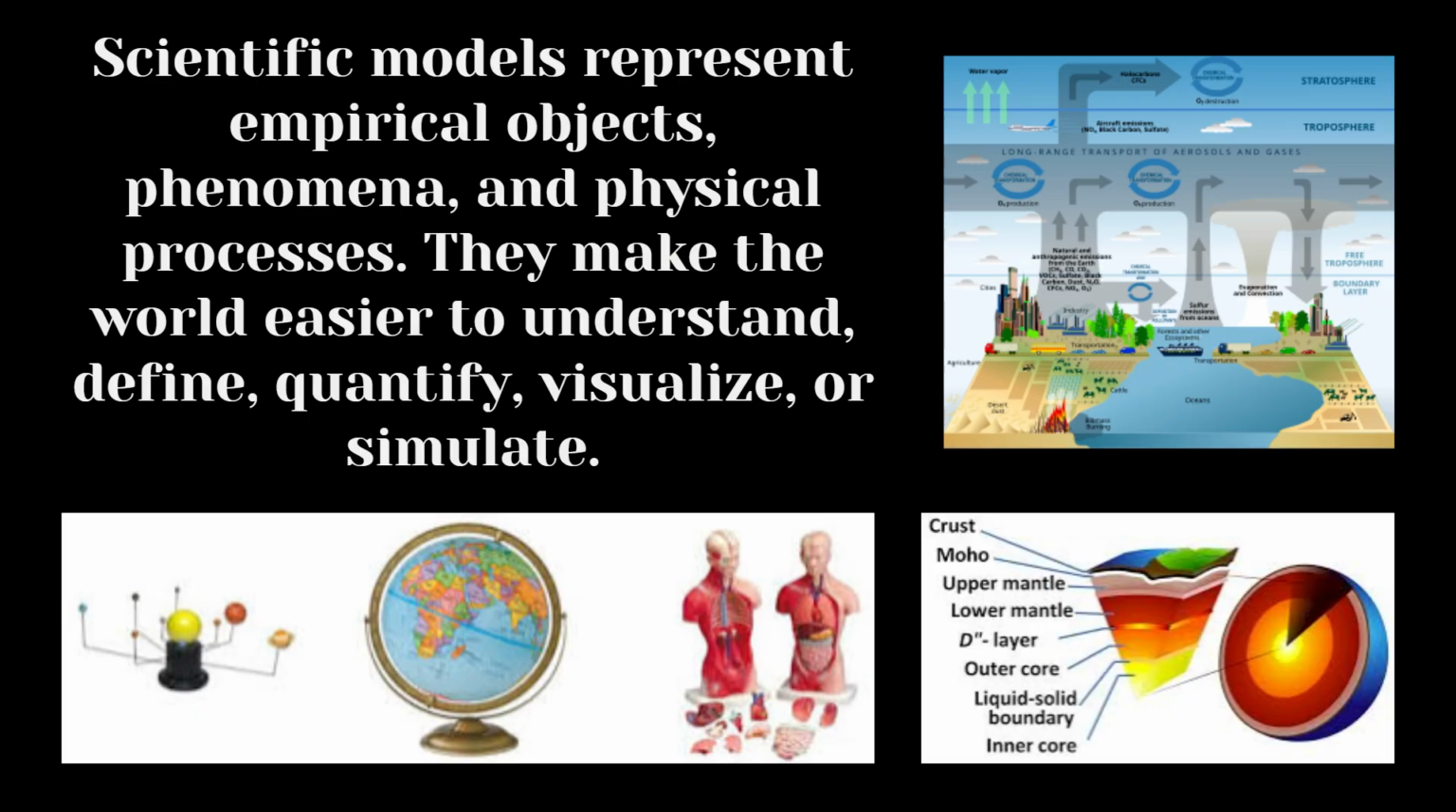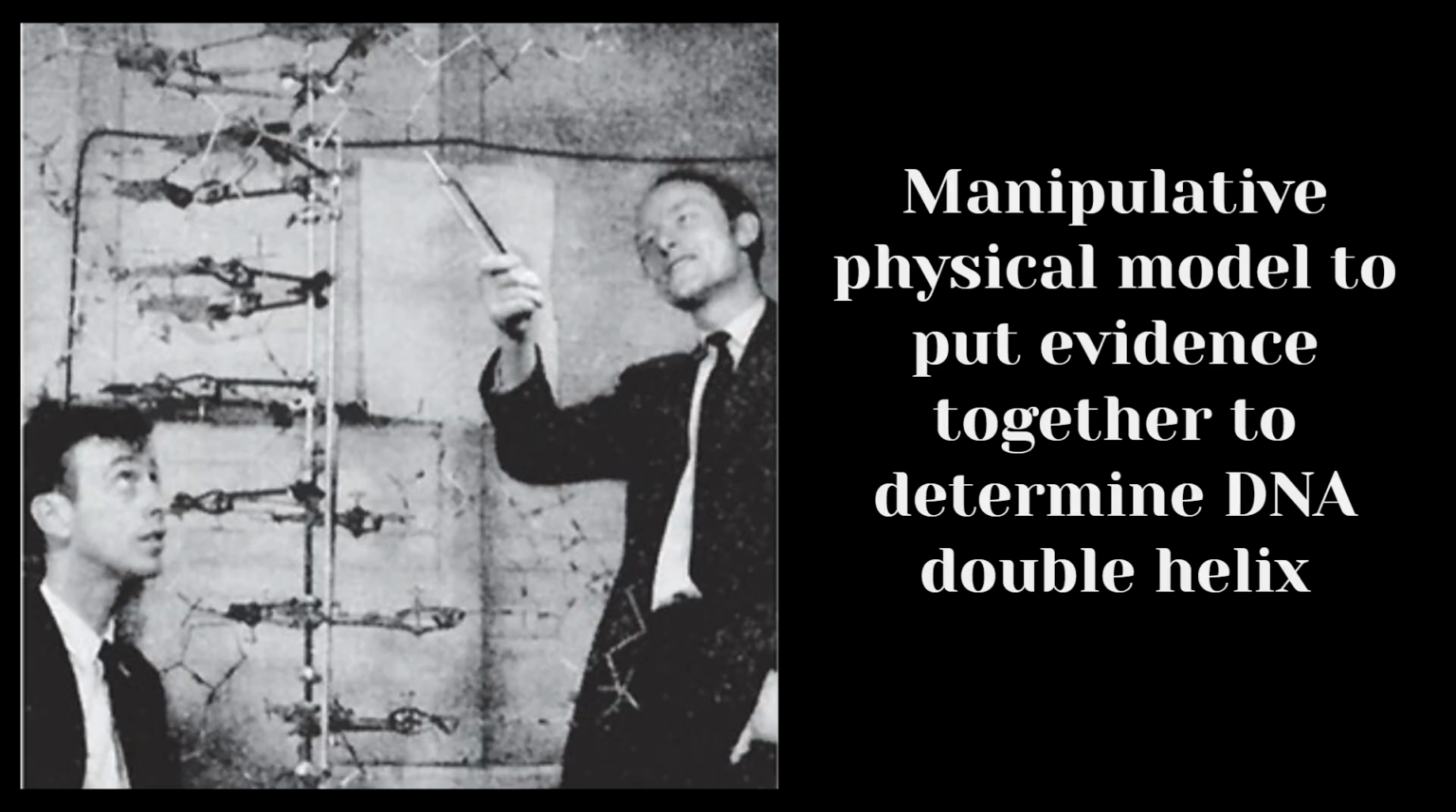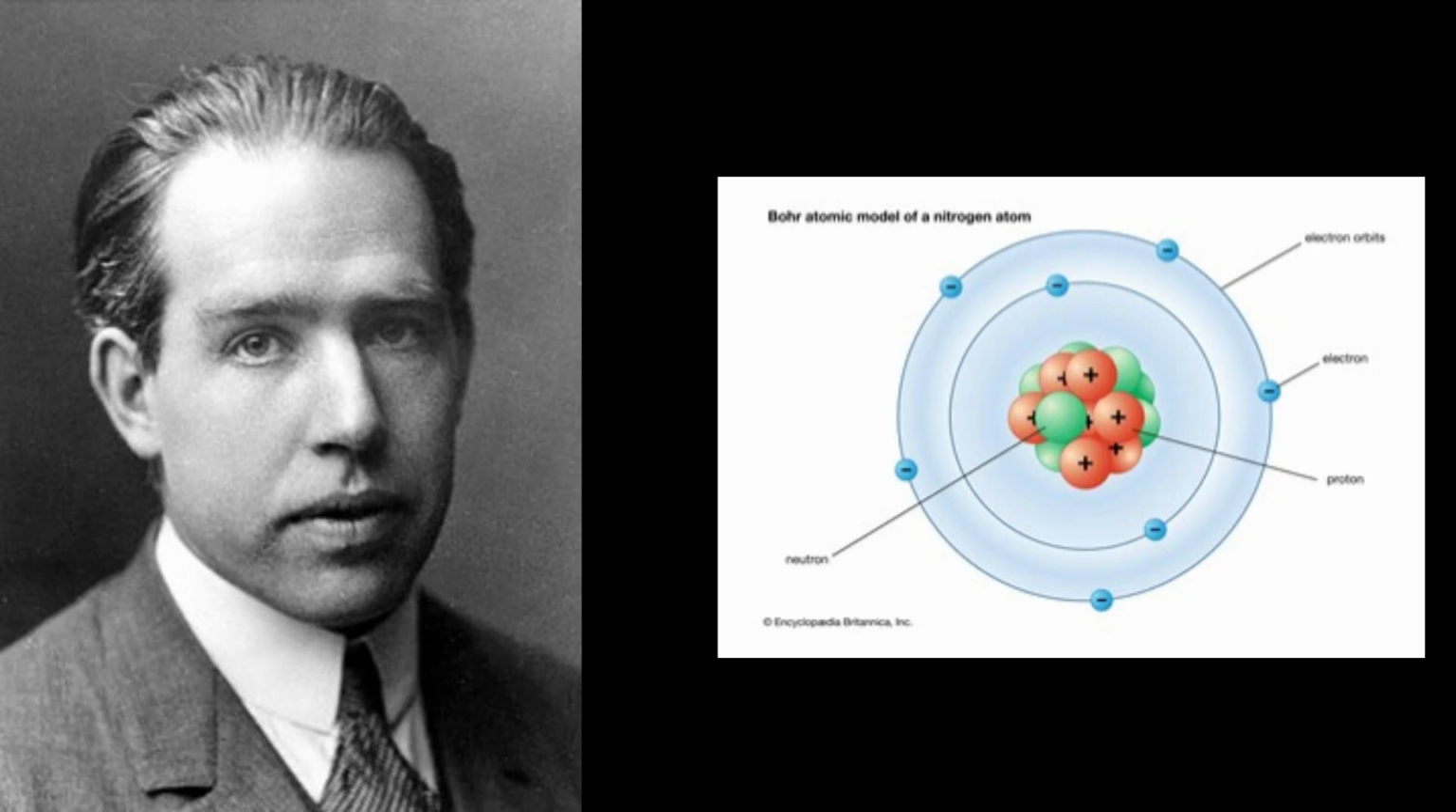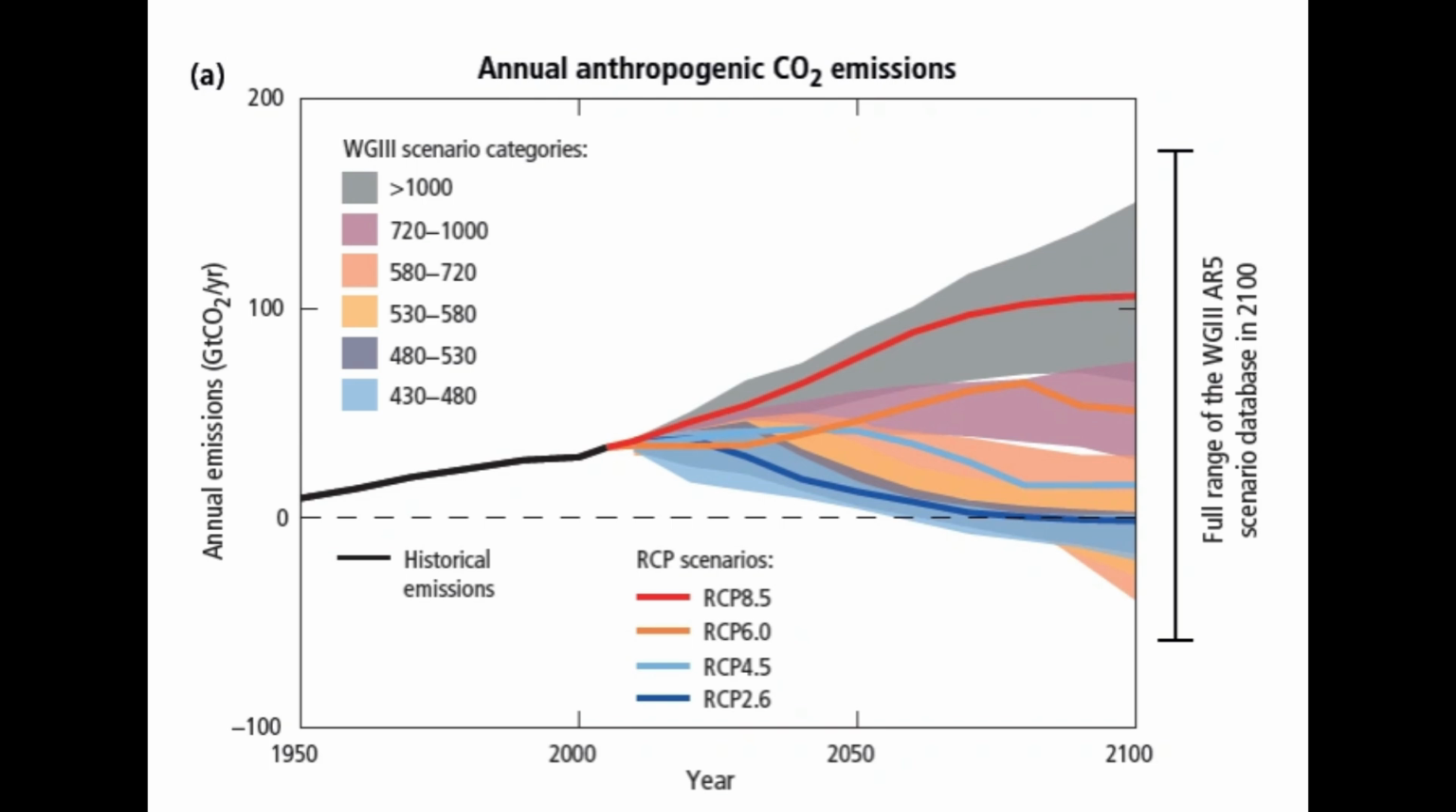Scientific models are an important part of understanding the natural world. Scientific models can be physical, manipulative models that help us understand small-scale or large-scale concepts. Famously, Francis Crick and James Watson used a physical model to help them figure out the structure of the DNA double helix based on the molecular evidence. Niels Bohr used drawings to understand how subatomic particles of protons, neutrons, and electrons interact to form atoms. We can also use mathematical models based on past data to predict what might happen in the future based on various scenarios.